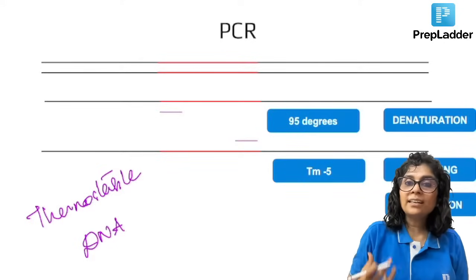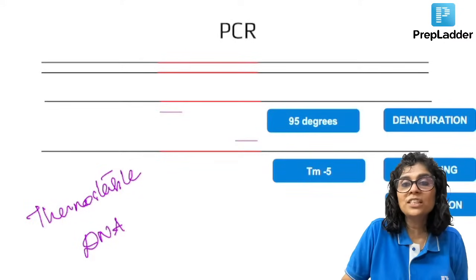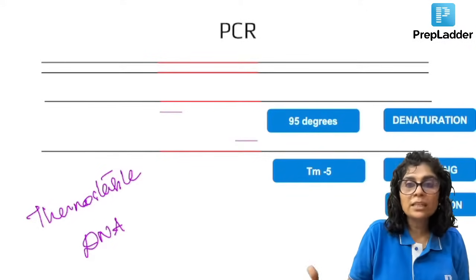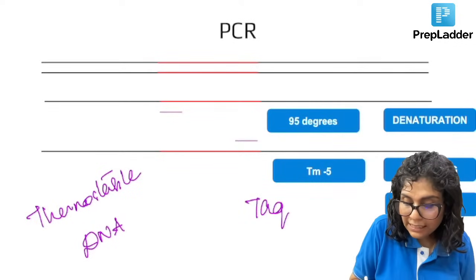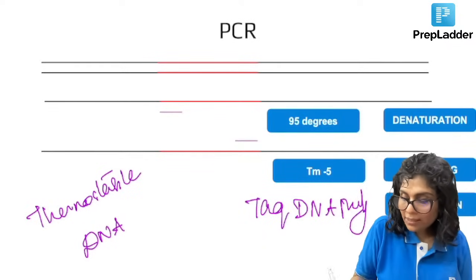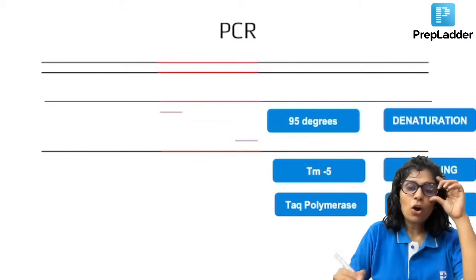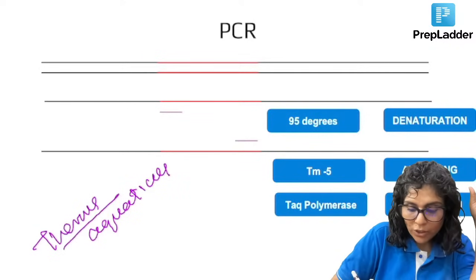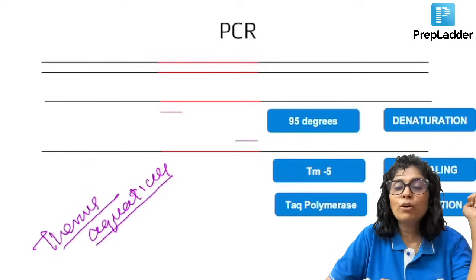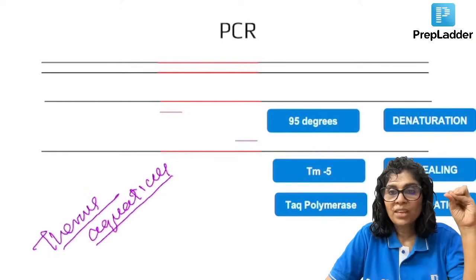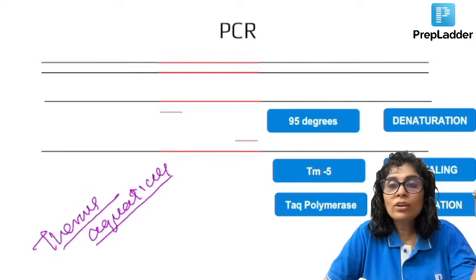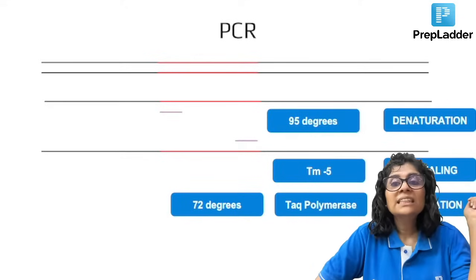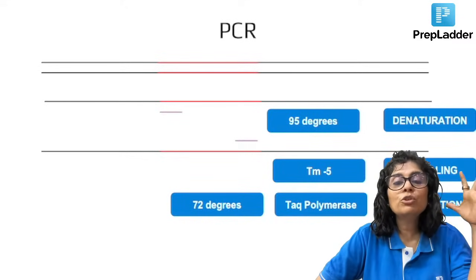That is why I extracted DNA polymerase from an organism which lives in a hot spring. If it can live in a hot spring, it means all its proteins are thermostable. And that DNA polymerase is Taq DNA polymerase. Why is it called Taq DNA polymerase? Because the organism is Thermus aquaticus. The optimum temperature required for Taq DNA polymerase to elongate a new strand is 72 degrees. That is why elongation is carried out at 72 degrees.